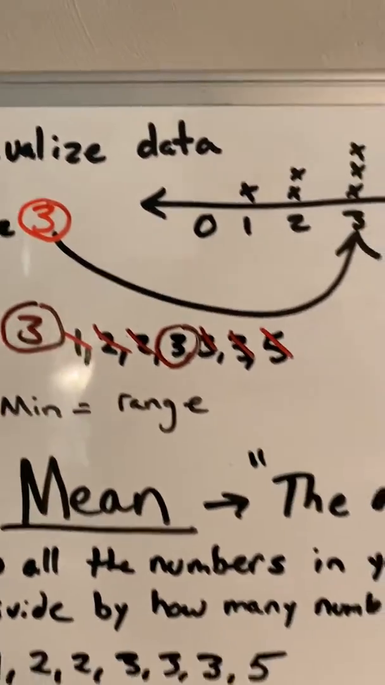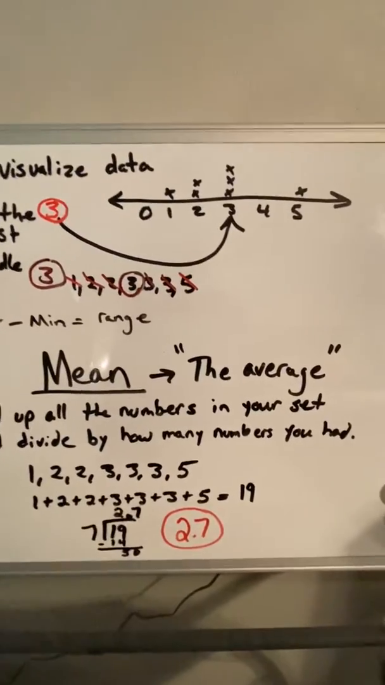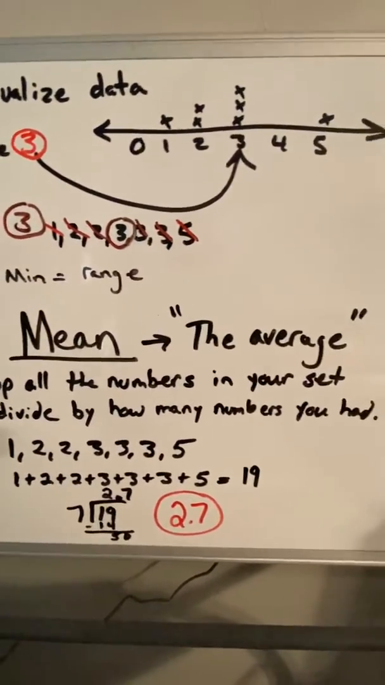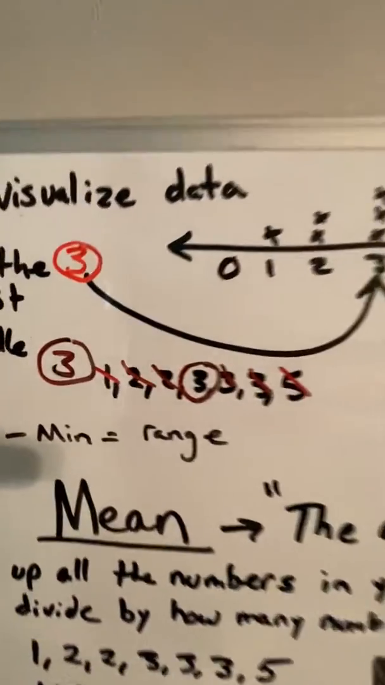Today, we're going to talk about something called the mean. Now, the mean is the average. We add up all the numbers in your set, and we divide by how many numbers we had. So I'm going to use this set again as an example.